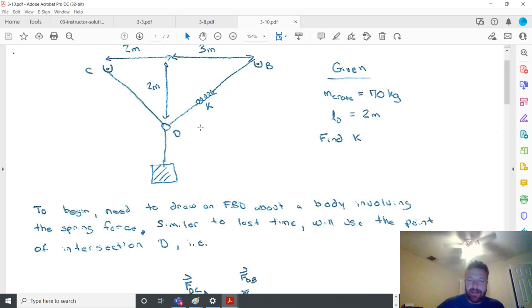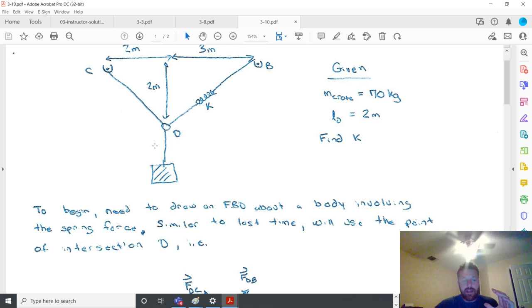So if I do the same thing that I did last time, and I just draw a segmentation about point D, that would involve the force that I want to solve for in this case, which is the spring force, which I need along with the stretched length in order to determine its stiffness. So if I draw a segmentation around joint D, I have to replace everything that I remove by an equivalent force that represents what I removed.